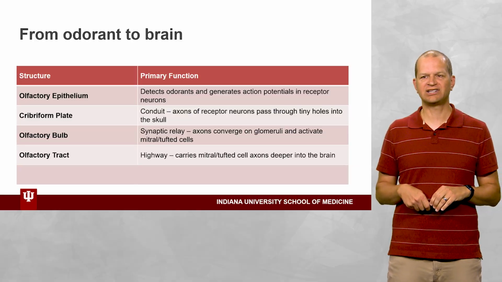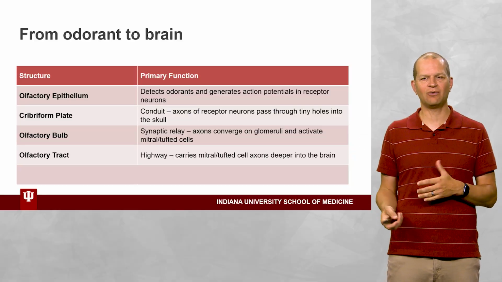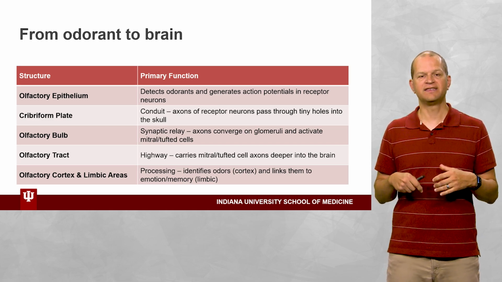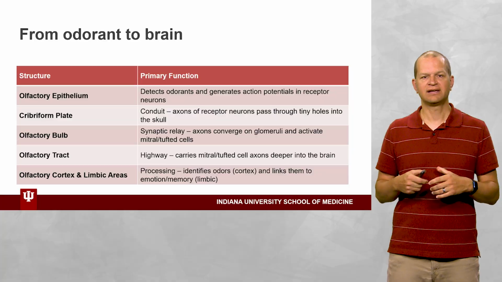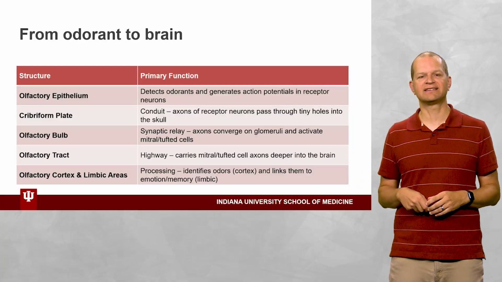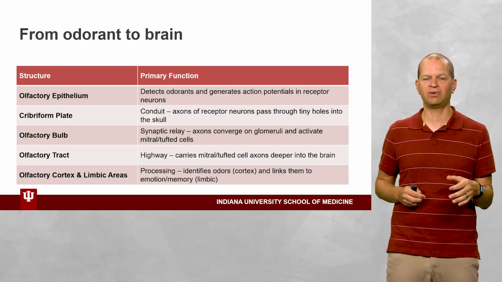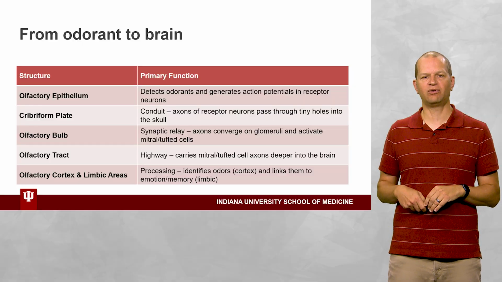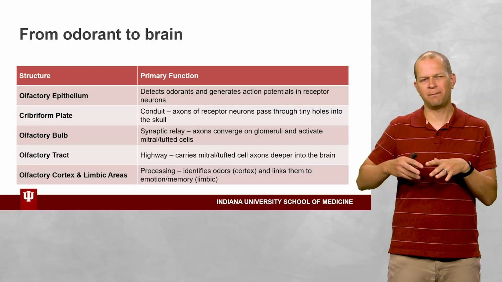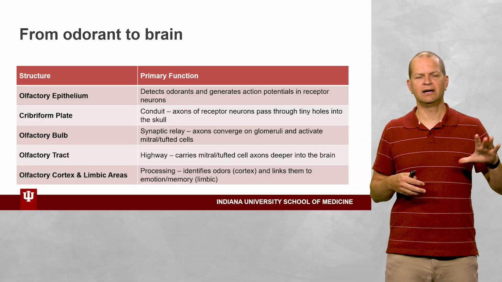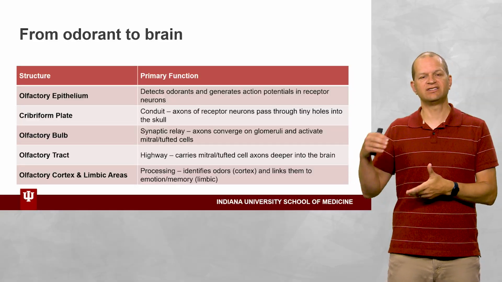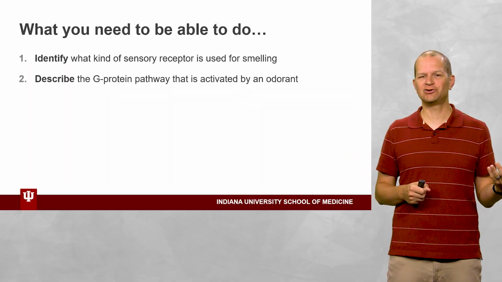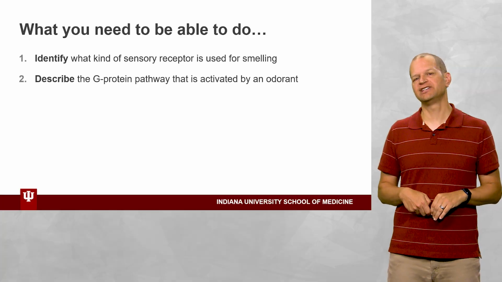You have the olfactory tract, which is essentially the highway that gets it up to your olfactory cortex and your limbic areas. This is where that processing occurs. The big thing, if I were to ask you about this on the exam, is the big picture. The cribriform plate is the conduit or connector. Then you've got a relay, a highway, and then a processing center. But the big thing I'll focus on would be the combinatorial coding and the G protein pathway. So there you go. What kind of receptors are used for smelling, and what's going on with that G protein pathway?